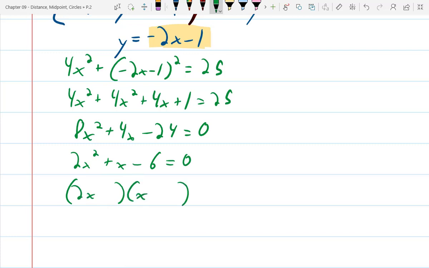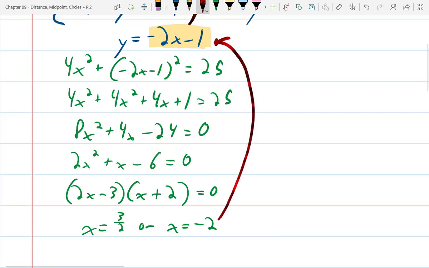2x and x. I want to get to 1, so 2 times 2 is 4, 3 times 1 is 3. I'm going to go plus 4 minus 3. And you get x is equal to 3 halves, or x is equal to negative 2. Now, those give you the x values. We are looking for ordered pairs. So how am I going to get the y values? Yeah, plug it back in right here.